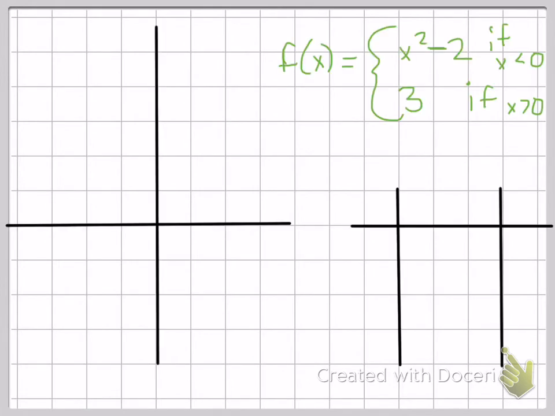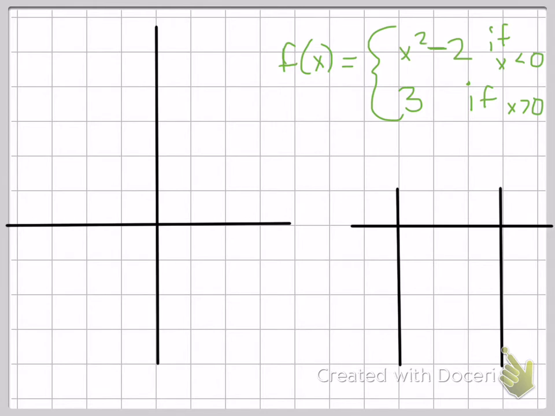Okay, so here's our next one. f of x equals x squared minus 2 if x is less than 0, and f of x equals 3 if x is greater than 0. So again, we're going to start with making our two t-charts, and in your notes you could separate these a little bit more. For sake of space, I just have them condensed.